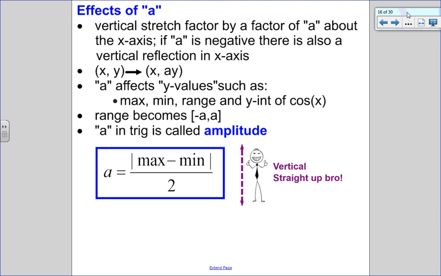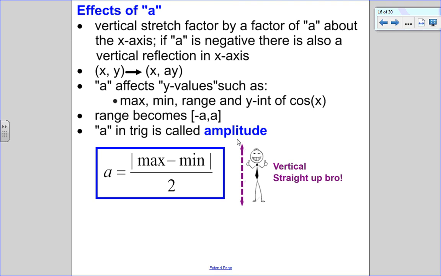So xy becomes xay. So a affects all of the y values, such as max, min, range, y-intercept. The range becomes from negative a to positive a, and again we said we call that the amplitude. So to figure what the amplitude is, I look at the maximum point minus the minimum point divided by 2. Now I put those in absolute value just to remind you that a itself, amplitude, is the number. If it's a negative, it just means reflection.